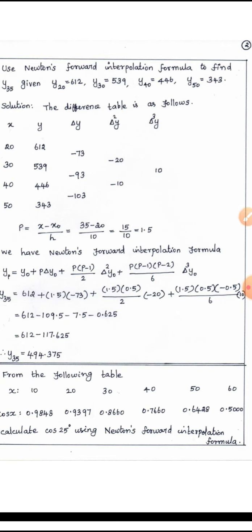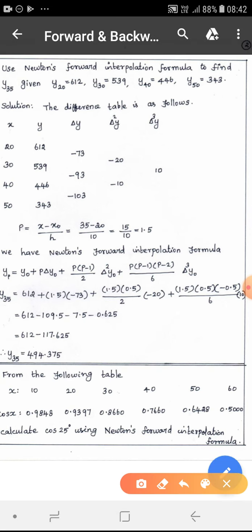Use Newton's forward interpolation formula to find y at 35 given y20 is 612, y30 is 539, y40 is 446, y50 is 343. Here the suffix represents x values. So the x values are 20, 30, 40, 50, which are equally spaced. Spacing between adjacent x values is 10. H will be 10. You are asked to find y at 35. When x is 35, you are asked to calculate y value.